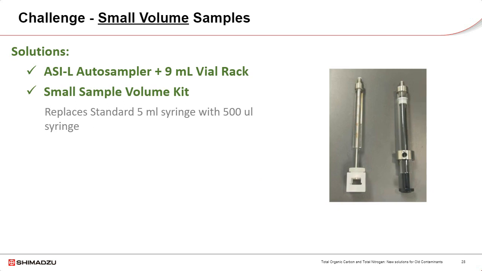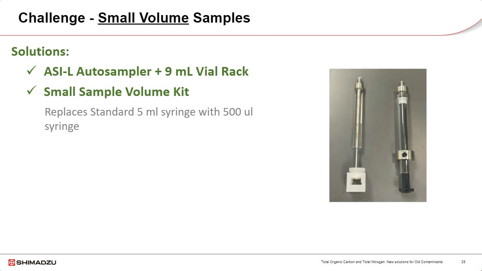Now finally, many labs don't have a whole lot of sample volume to work with. So for these types of samples, we have some different options. As we already talked about, we have the autosampler and we have a 9 mm vial rack. So using that vial rack combined with our small sample volume kit, we can measure samples using less than 9 mL of sample. This small sample kit just swaps out the normal 5 mL syringe in the instrument for a 500 microliter syringe.